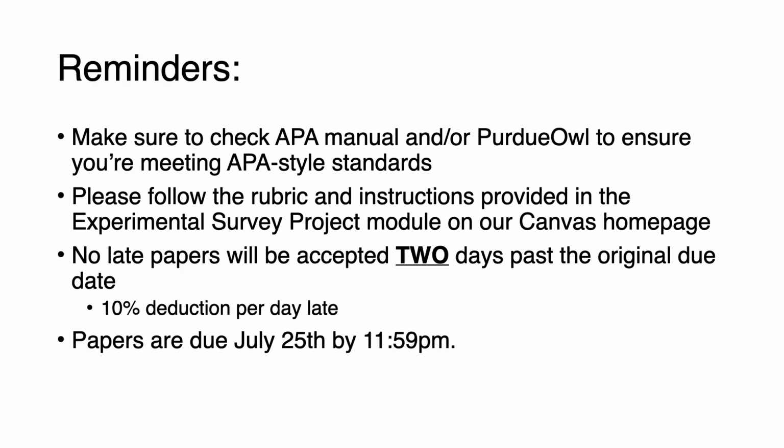So some reminders, make sure you're checking the APA manual and or Purdue OWL to ensure you're meeting APA style standards. As you'll see when you read the rubric, there is a section of the grade specifically about APA formatting and whether or not you stuck with APA formatting. Make sure you are referring to the rubric regularly. Again, treat that like not only a checklist of what has to be included, but a roadmap on how to successfully complete this final paper.